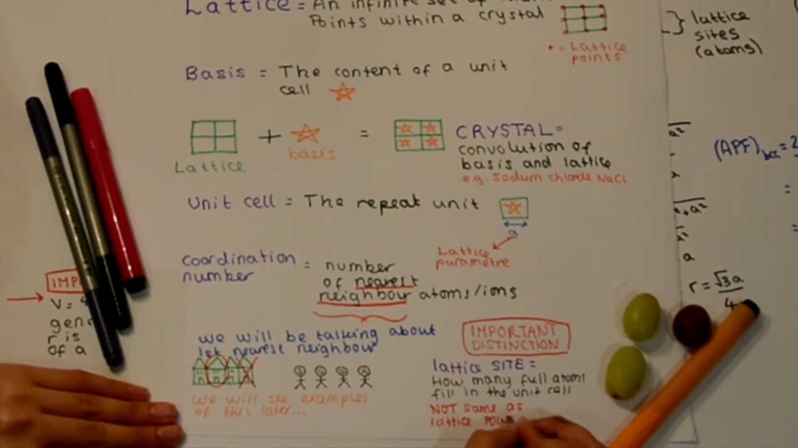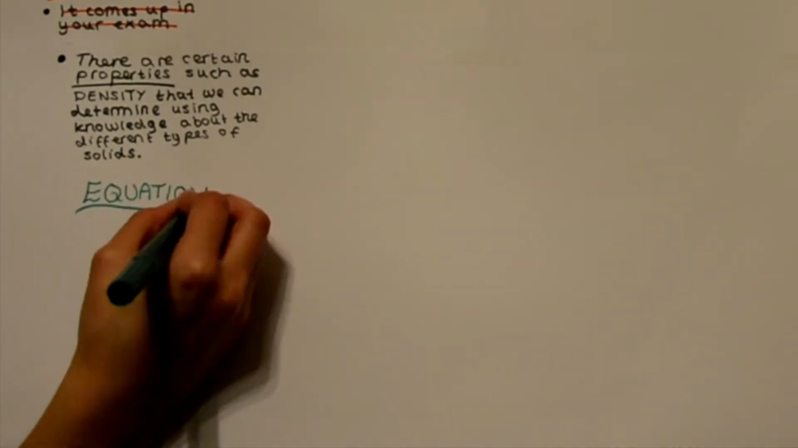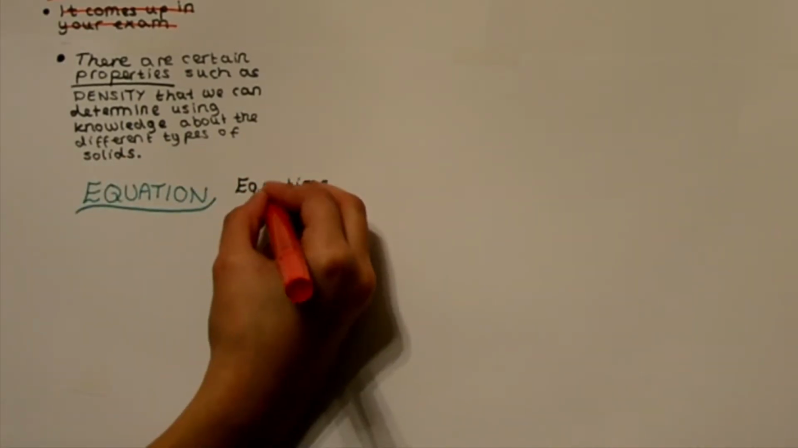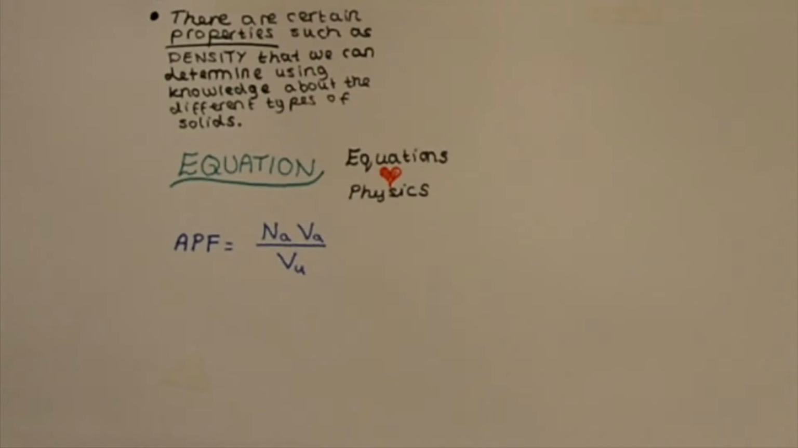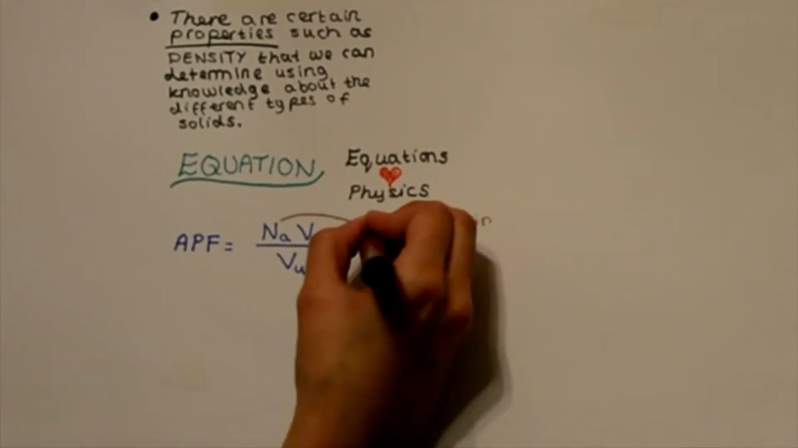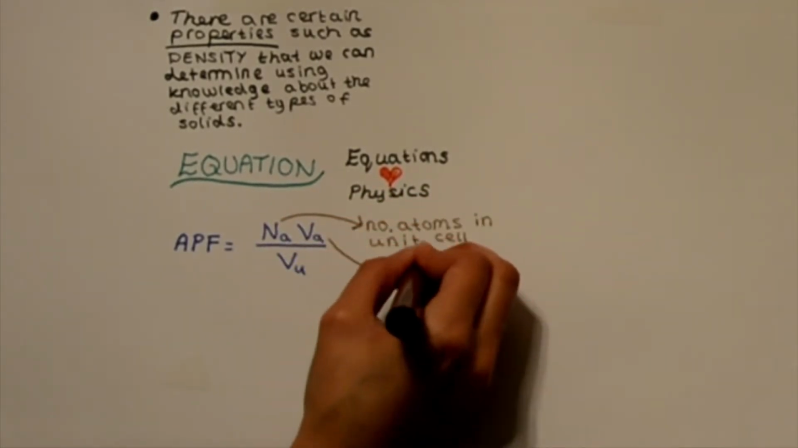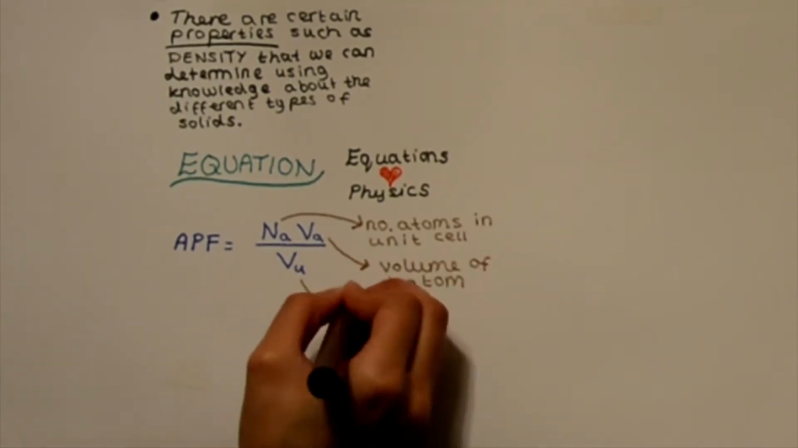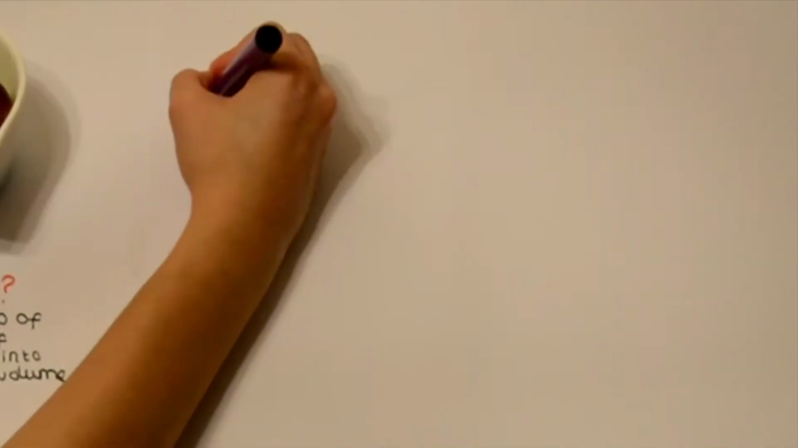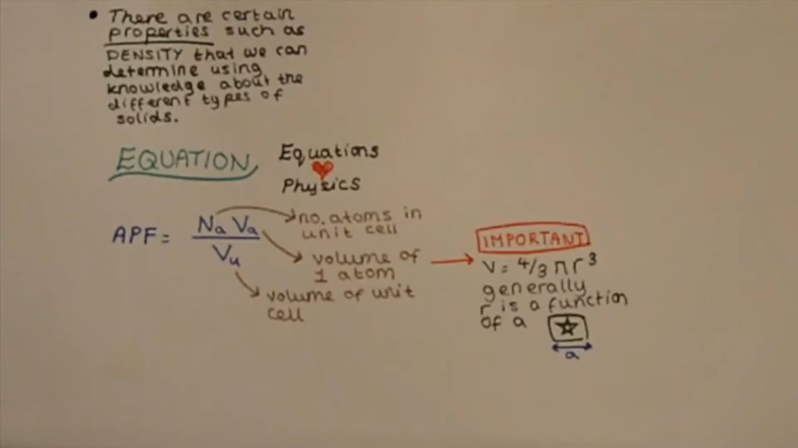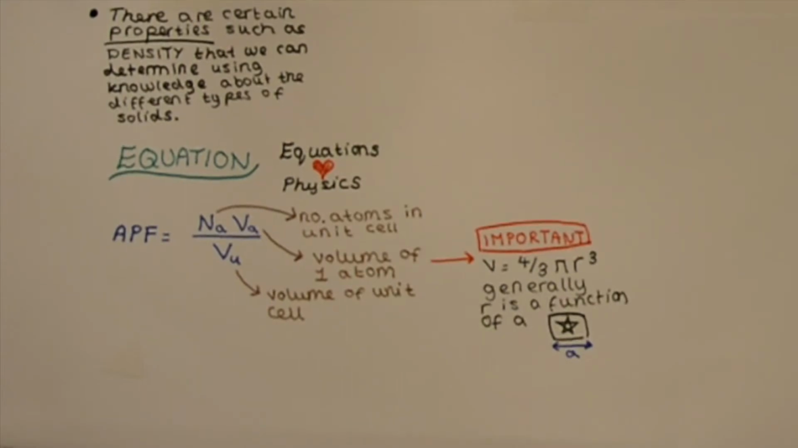with lattice points. At the heart of all physical concepts there lies an equation, so here is the one for APF. Na stands for the number of atoms in the unit cell, Va is the volume of one atom, and Vu is simply the volume of the unit cell. So now that's out the way, let the fun begin. Important note, when referring to the volume of the atoms in a cell, we generally refer to the radius of the sphere as a function of the lattice parameter, A.